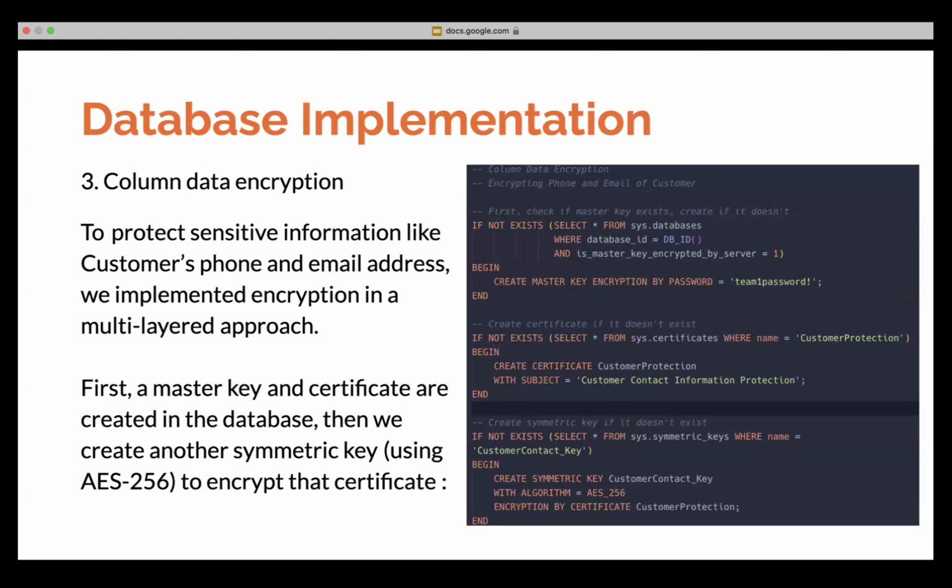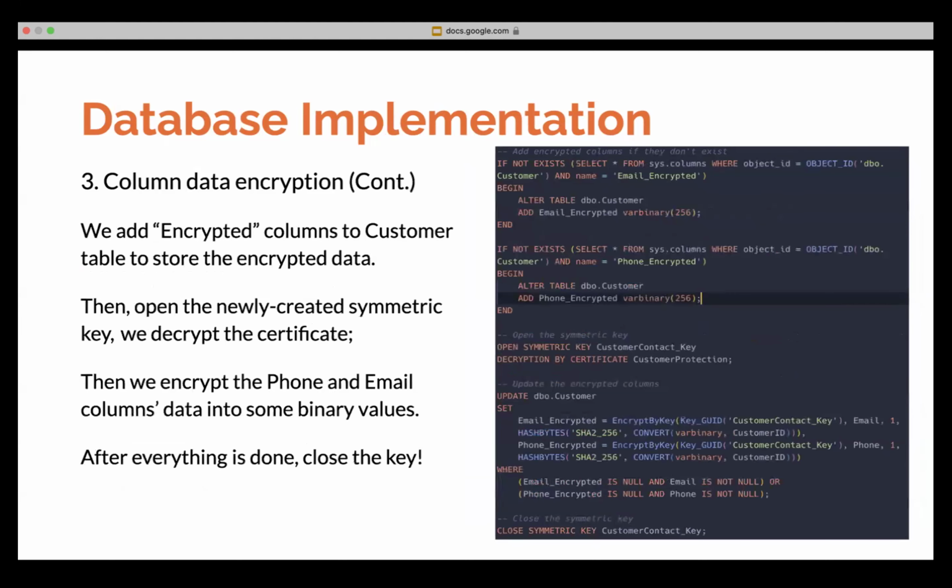Also, to protect privacy and sensitive information like customers' phone and email address, we implemented encryption using a multi-layered approach. We have a master key, a certificate, and then a symmetric key that is encrypted by that certificate. The data is encrypted by adding an encrypted column to the customers table. To do that, we first open the symmetric key, decrypting it with the certificate, and then we encrypt the phone and email data into binary values. After everything is done, we close the key.